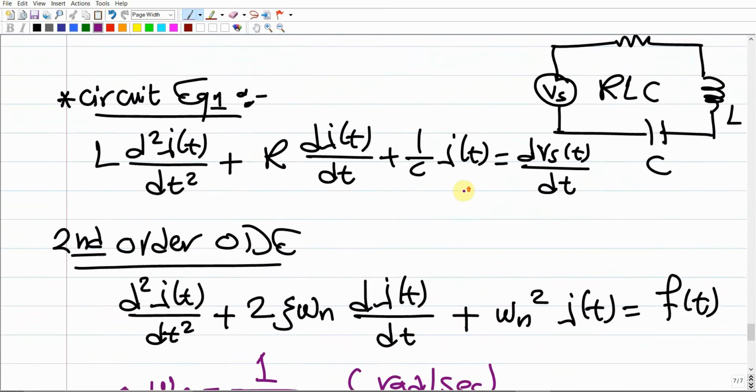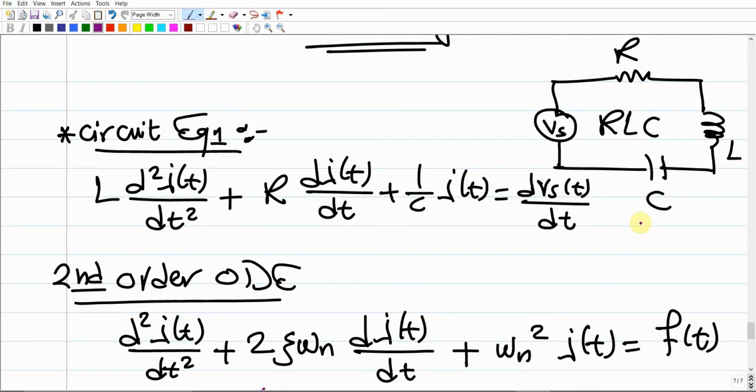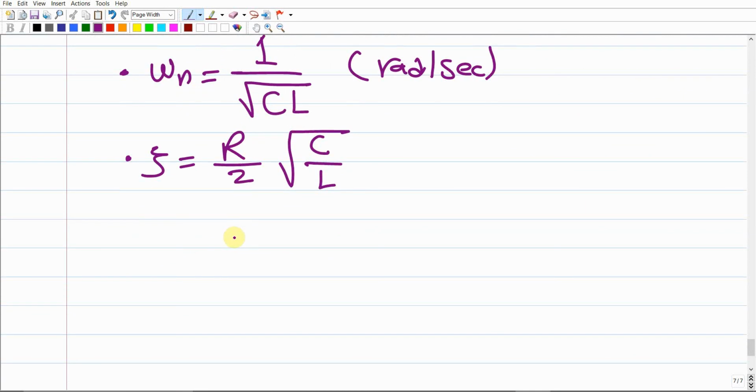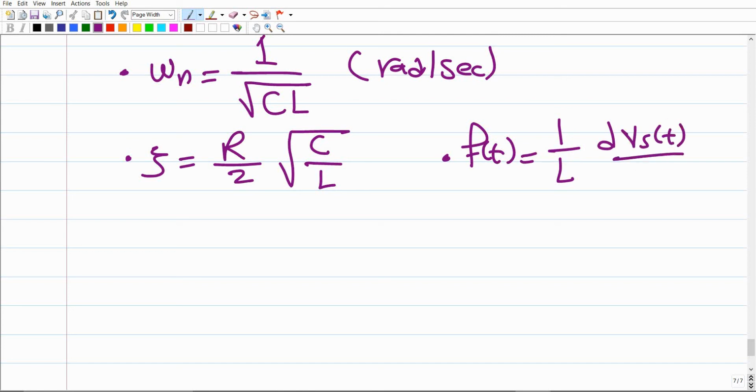So what does it mean? It means that in case R and C and L are given for a specific RLC circuit, you're gonna plug this data here to calculate omega n and xi, and you should understand that this is gonna be the circuit equation in terms of omega n and xi. How about the forcing term? The forcing term, f of t, is just gonna be a force. It should be 1 over L times dVs of t by dt, and its unit is gonna be in Newton, because simply this is just a force.